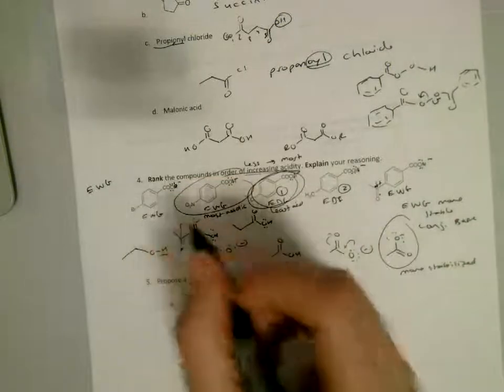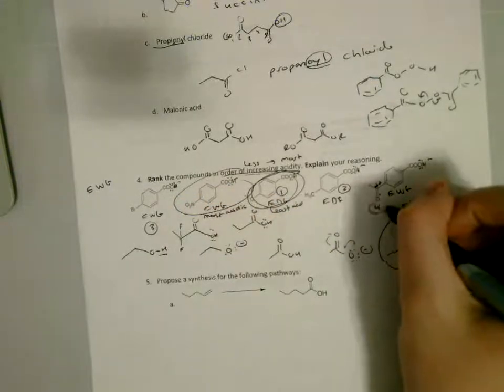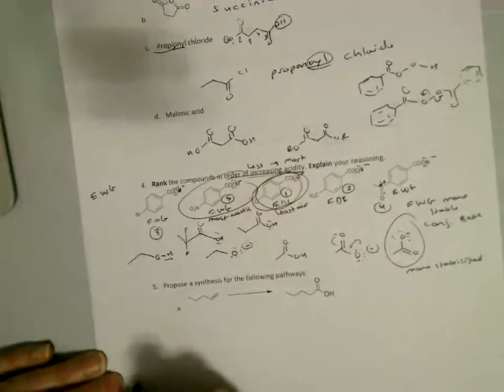So we just have to look between the halide and the, I just blanked on this name, the ketone here. And the halide is less electron withdrawing than the carbonyl group. So I would actually say then we have this, and then this, and then number 5, the most acidic right here. So this is the least.